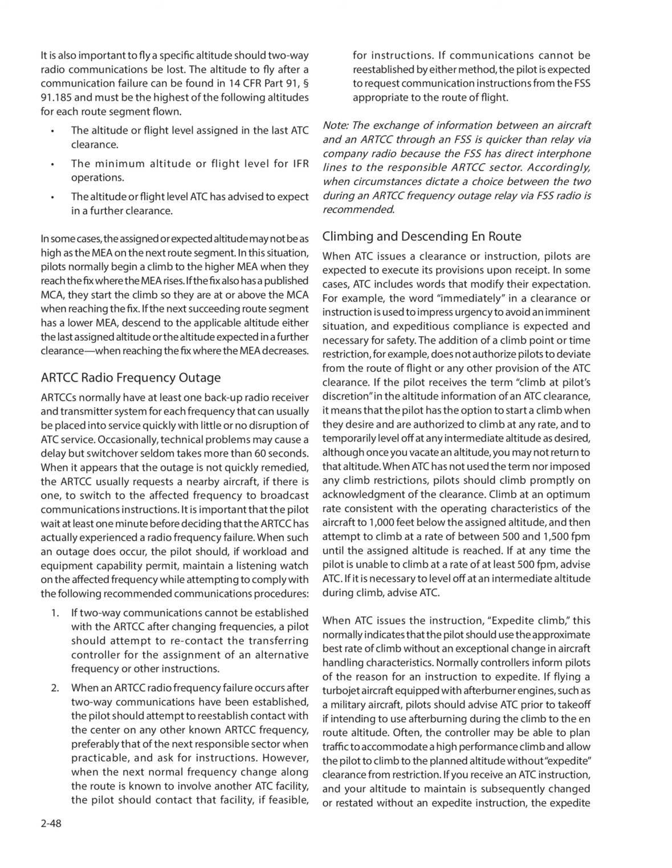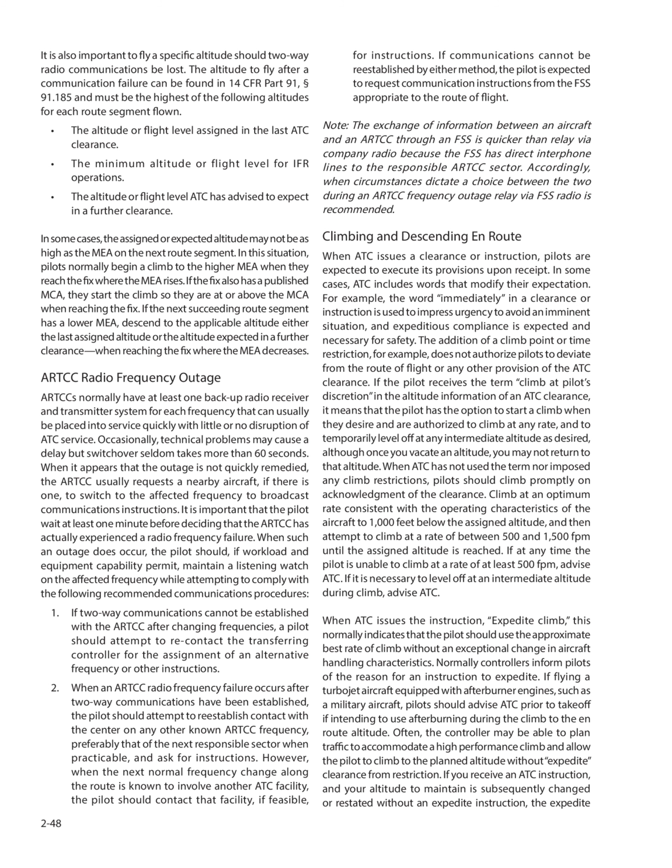When ATC issues the instruction, expedite climb, this normally indicates that the pilot should use the approximate best rate of climb without an exceptional change in aircraft handling characteristics. Normally controllers inform pilots of the reason for an instruction to expedite. If flying a turbojet aircraft equipped with afterburner engines, such as a military aircraft, pilots should advise ATC prior to takeoff if intending to use afterburning during the climb to the en route altitude.